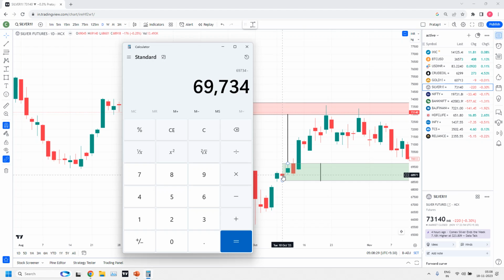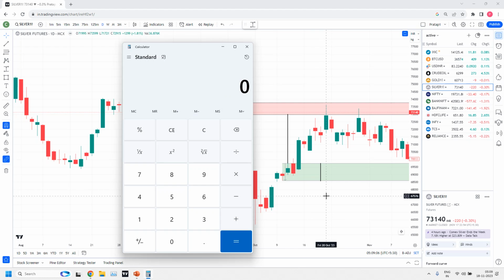So 69,734 minus 68,601 is 1,133. So what is the risk? 1,133 rupees is the risk. So let me keep the risk in the calculator's memory. Let me click on this M plus. So this value is entered into the calculator memory. Remember, risk is 1133.